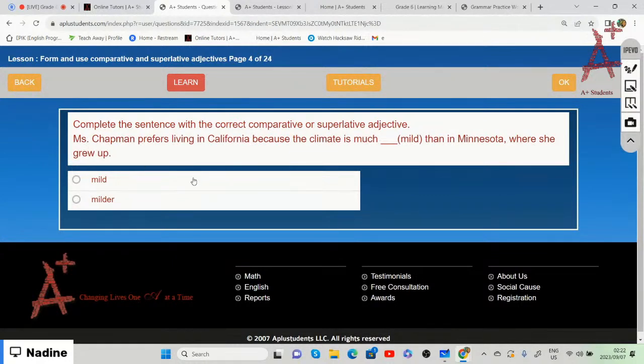So Miss Chapman prefers living in California because the climate is much mild than Minnesota, where she grew up. So is it mild or milder? Which means that Miss Chapman prefers living in California, so the two states are being compared, California and Minnesota. Which means that this is a comparative adjective, so we are going to say it is milder.